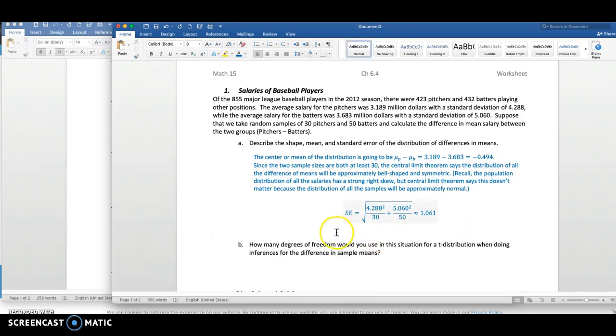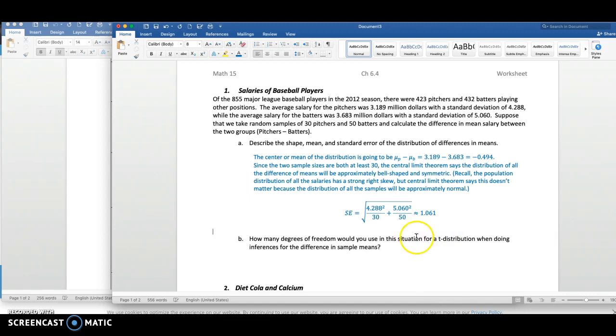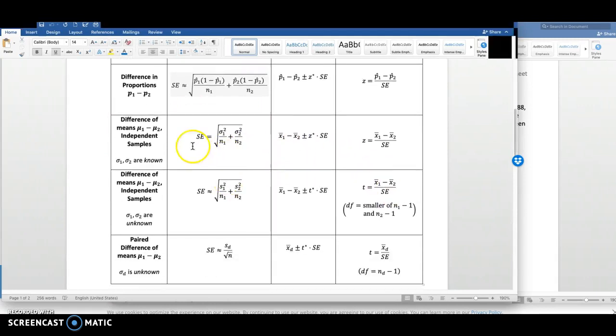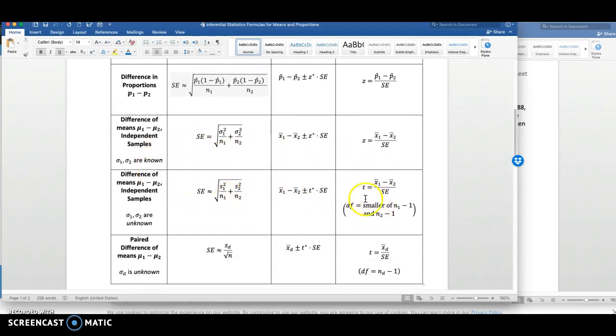How many degrees of freedom would you use in this distribution for a t-distribution if you wanted to do some inferences for the difference in sample of means, which is a confidence interval or hypothesis test? All right, going right here. Difference of means, if we're using independent samples, which we'll talk about paired samples next week. If we're doing independent samples, degrees of freedom is the smaller of the 2 sample sizes minus 1.